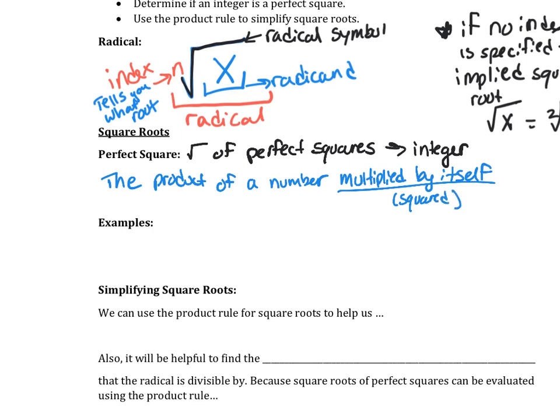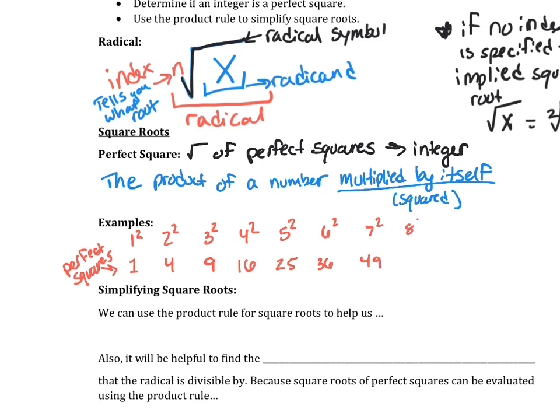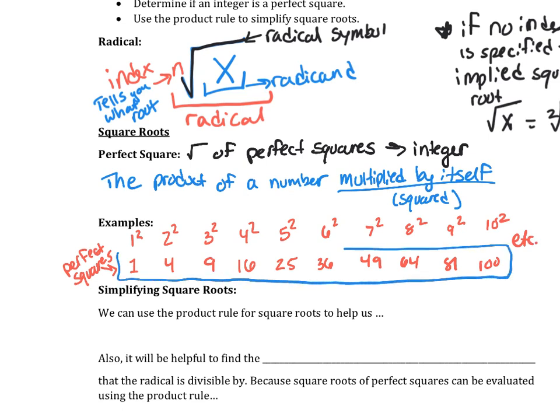So, for example, 1 squared is 1, so 1 is a perfect square. 2 squared is 4, so 4 is a perfect square. 3 squared is 9, 9 is a perfect square, and so on. There are an infinite number of perfect squares if you just keep squaring numbers. We're going to look at the first 10 perfect squares just to get used to them, but any number squared will give you a perfect square. These ones down here, 1, 4, 9, 16, 25, 36, 49, 64, 81, and 100, those are perfect squares.